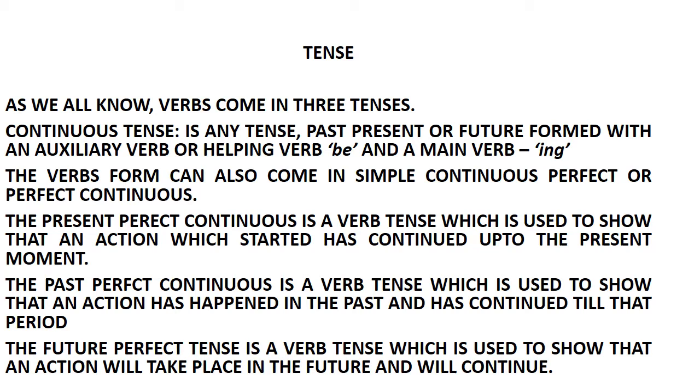As we know, the verbs come in three kinds of tenses, starting with continuous tense. Any kind of tense, like past, present or future, formed with an auxiliary verb or a helping verb be and a main verb with ing gives the formation to a continuous tense. The verb form can also come in simple, continuous, perfect or perfect continuous tense.